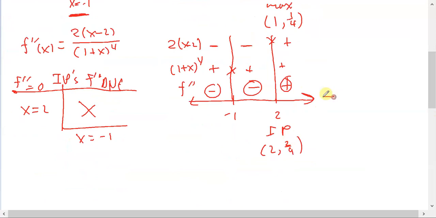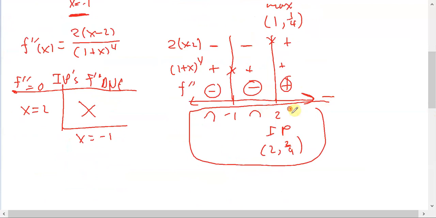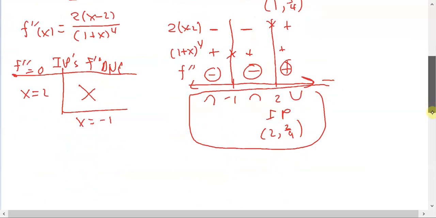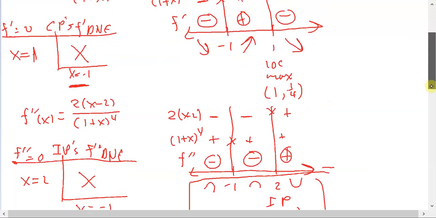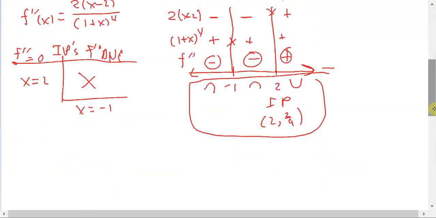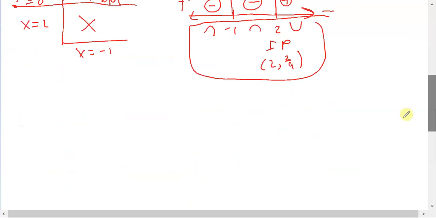Okay, so that's what I've got, and I didn't do my concavity. This is concave down, concave up. So that's what I get for concavity. And now I'll put these two charts together and try to get my graph. So let me start drawing a graph.